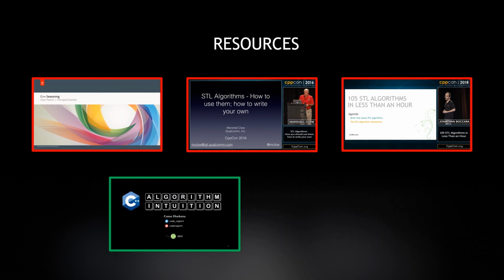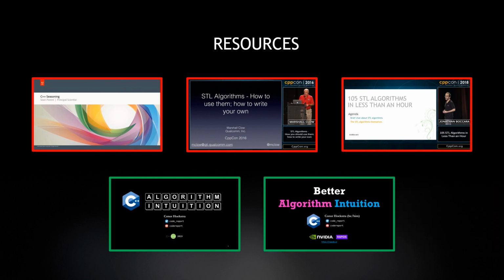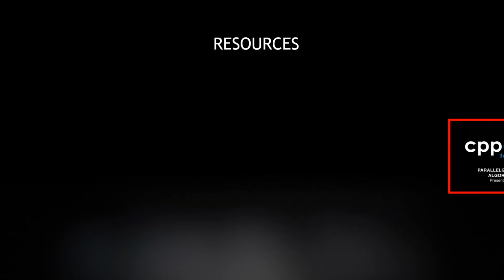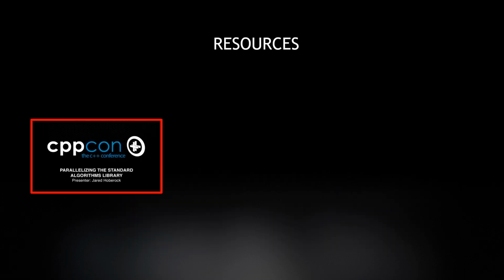The first one was given at C++ Now in 2019, called Algorithm Intuition, and then the second one was first given in 2019 at Meeting C++, and it's called Better Algorithm Intuition. As terms of Thrust talks, the only 3 that I was able to find, the first was given in 2014 by Jared Hoekstra, who was one of the initial implementers of Thrust. He gave a talk called Parallelizing the Standard Algorithms Library.